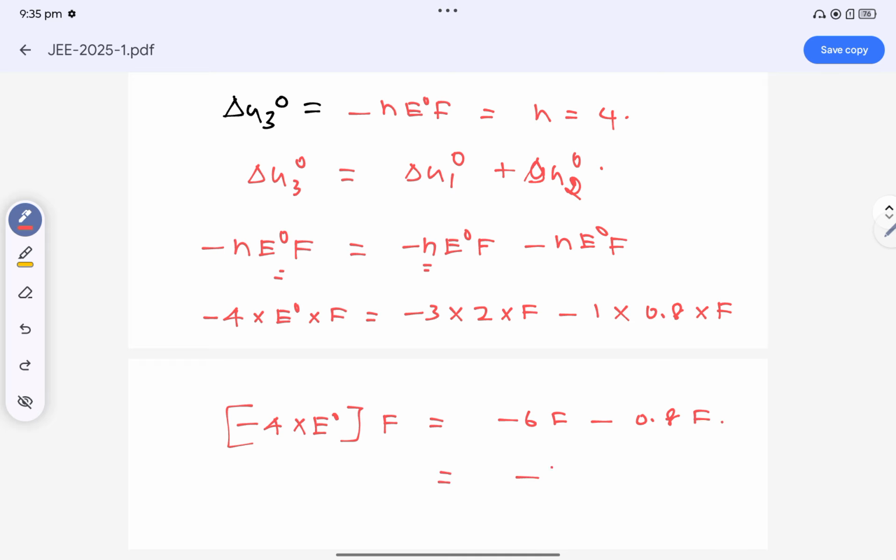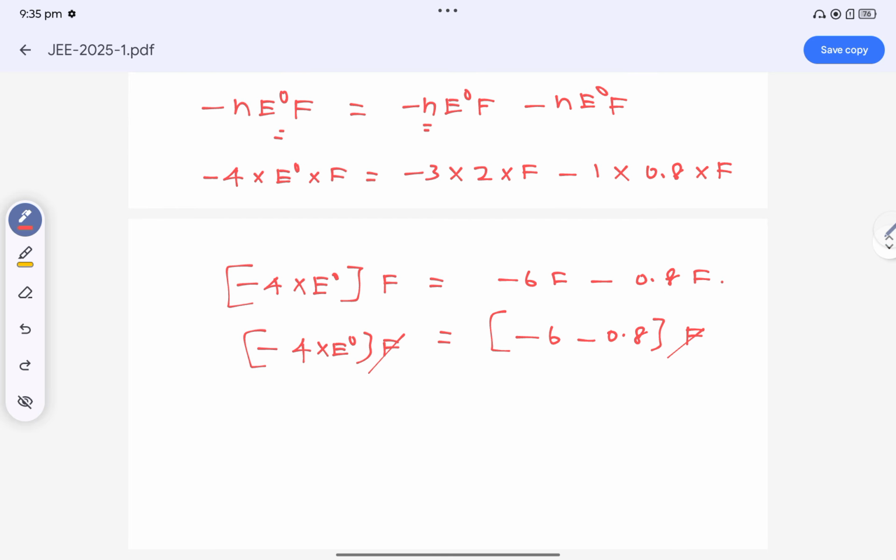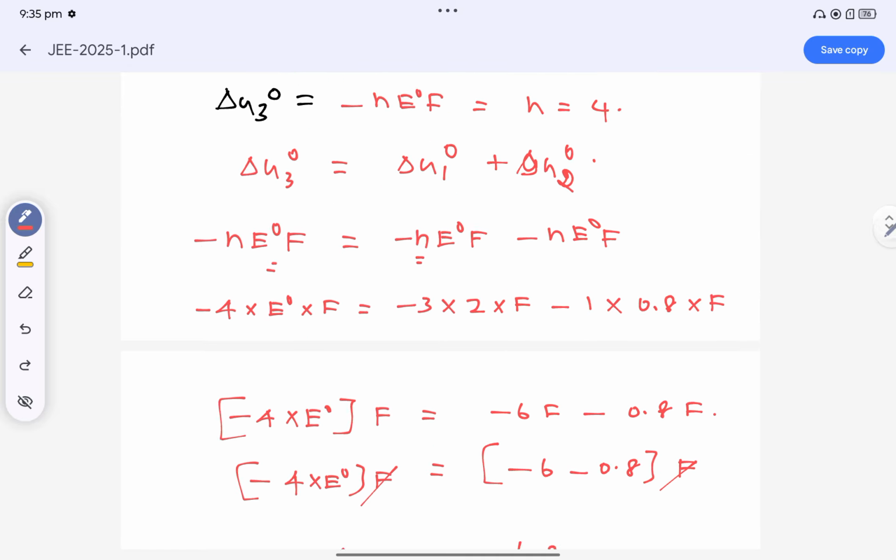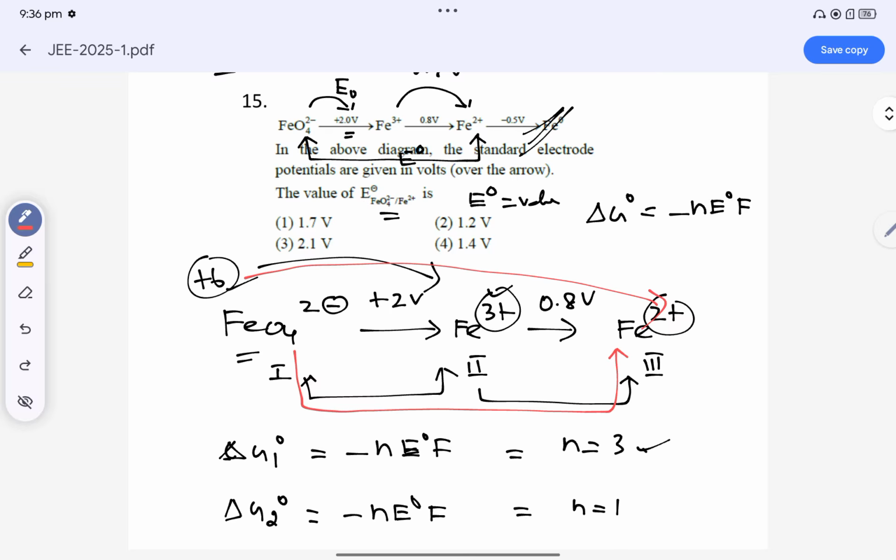So if the Faraday value is taken out, minus 6 minus 0.8 Faraday equals minus 4 E naught Faraday. Cancel this value. We get, yes my dear students, E naught is equal to minus 6.8 divided by minus 4. So the E naught value will be found to be 1.7 volt. So this corresponds to which answer? Yes, option 1 will be the correct answer.